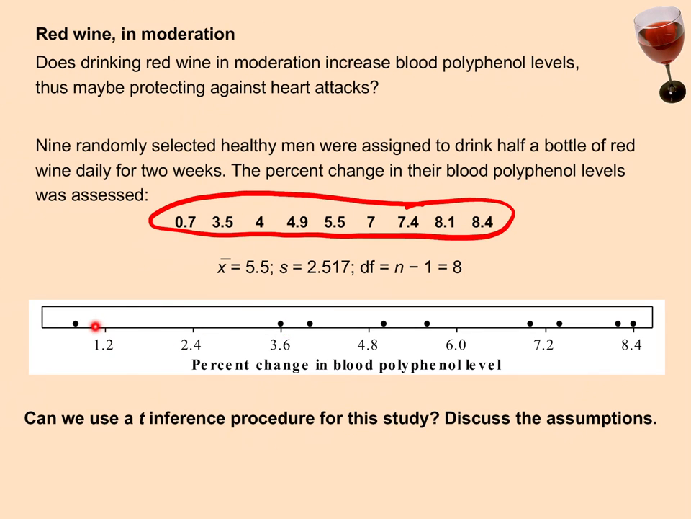So look at the dot plot. What do you see? You see a large gap there between this data point and this one. That's a low outlier. So because that's a low outlier with such a small data set, a sample size of 9, this data is not really acceptable for a t-test. A t-test would not be appropriate here.